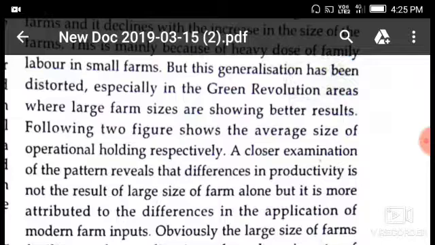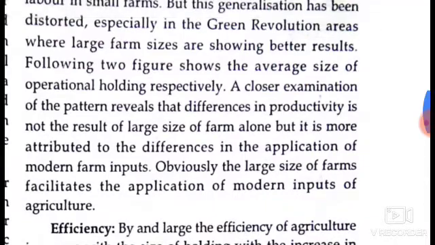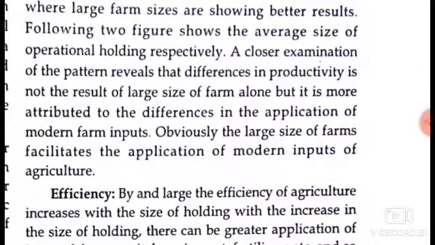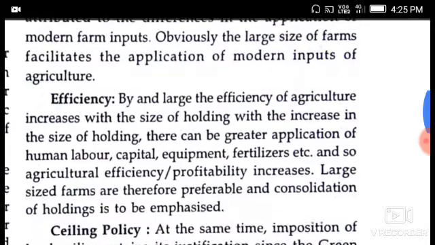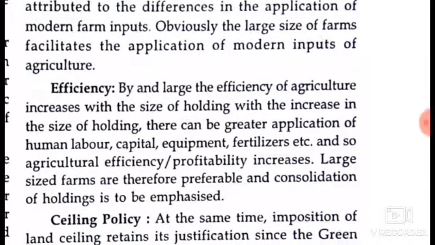The following two figures show the average size of operational holding and productivity respectively. A closer examination of the pattern reveals that differences in productivity are not the result of large size of farm alone, but are more attributed to the difference in the application of modern farm inputs. Obviously, the large size of farm facilitates the application of modern inputs of agriculture.